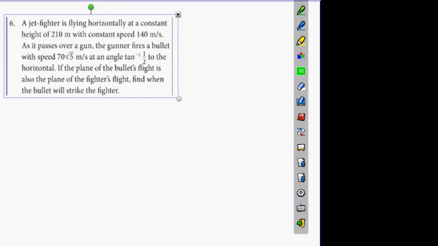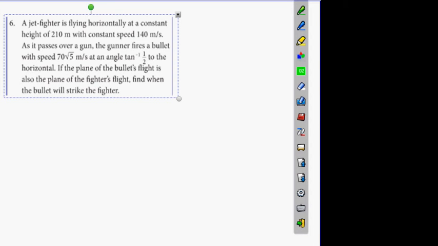Okay guys, a jet fighter is flying horizontally at a constant height of 210 meters with a constant speed of 140 meters per second. As it passes over a gun, the gunner fires a bullet with speed 70√5 meters per second at an angle tan inverse a half to the horizontal. If the plane of the bullet's flight is also the plane of the fighter's flight, find when the bullet will strike the fighter.